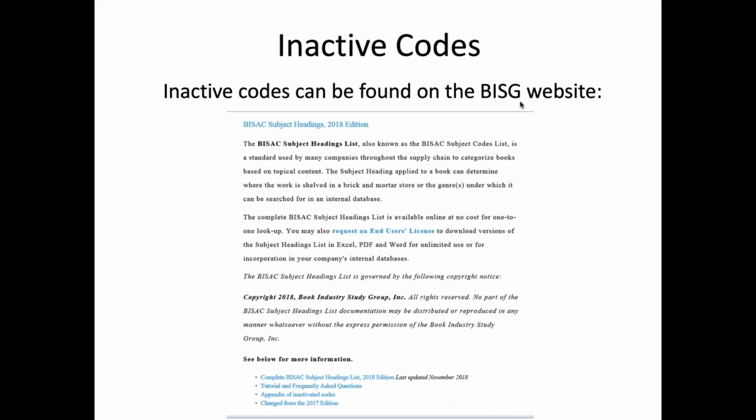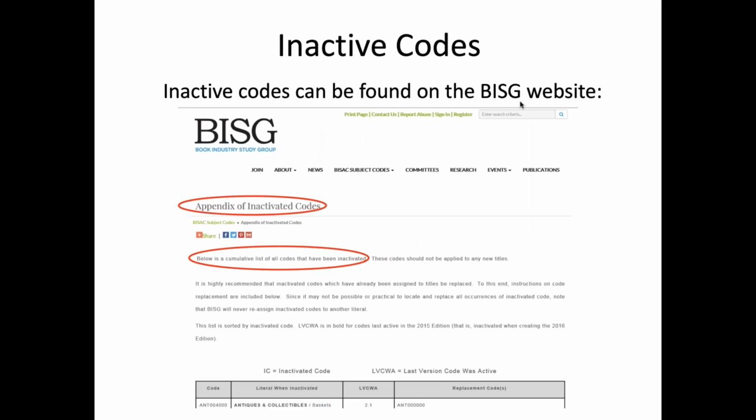Another aspect of a new edition is inactive codes. We will take codes, we'll look at counts from different databases and see if people are using that code, if they're using it correctly, if it's redundant with something. And if we find that it's not really being used, we will inactivate it. So if you go to the BISG website again, there's an appendix of inactivated codes, and this is all the codes since the beginning of BISAC that have been inactivated.